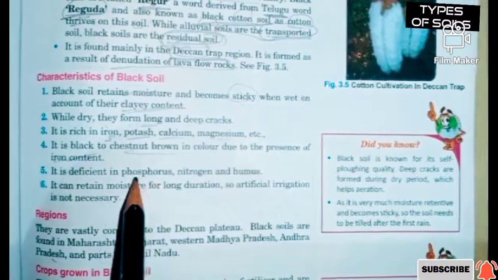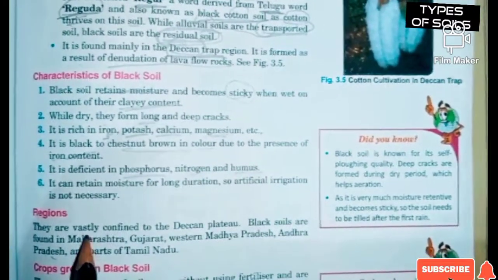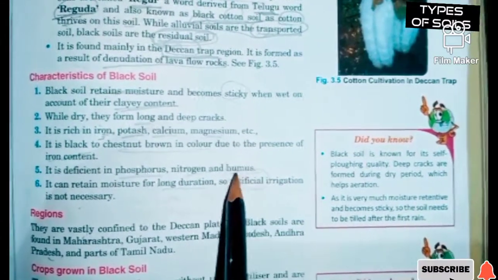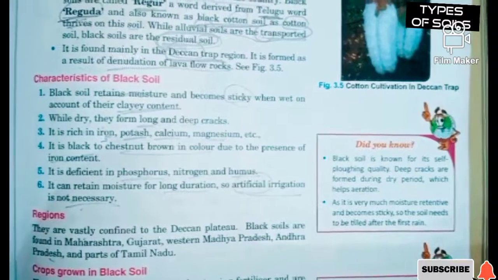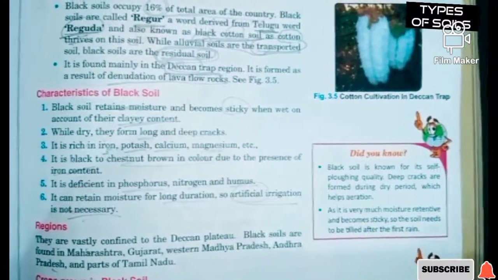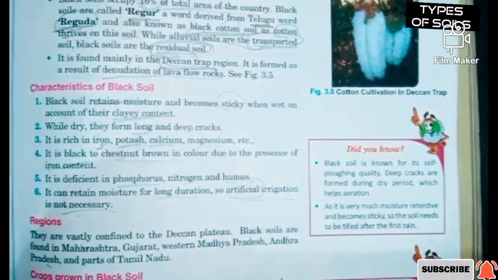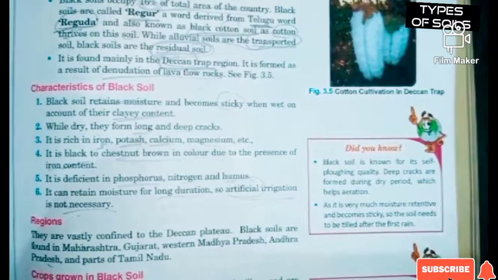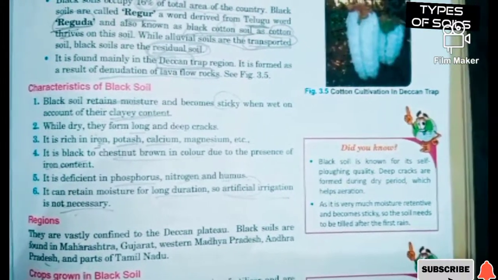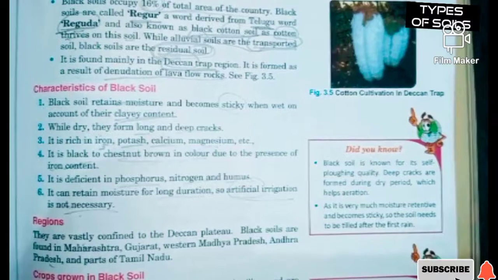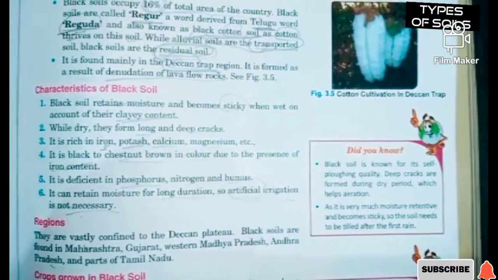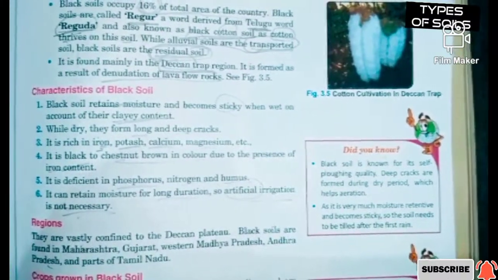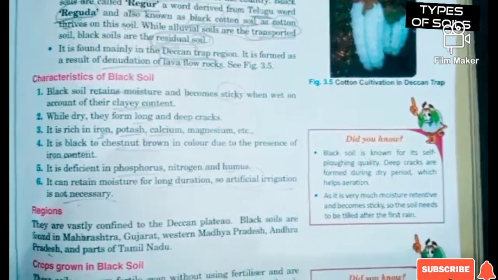This soil is deficient in phosphorus, nitrogen and humus, and it can retain moisture for long durations, so artificial irrigation is not necessary. This is the best quality of black soil, which can retain moisture for a long period of time because of its heavy clay content. So every time we need not provide artificial irrigation. One time full irrigation can provide the moisture for a longer period of time. So these are some of the characteristics of black soil we can memorize or understand.